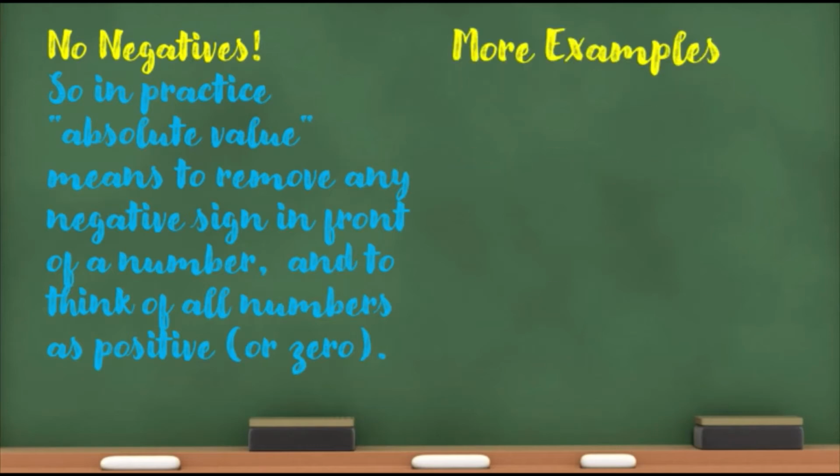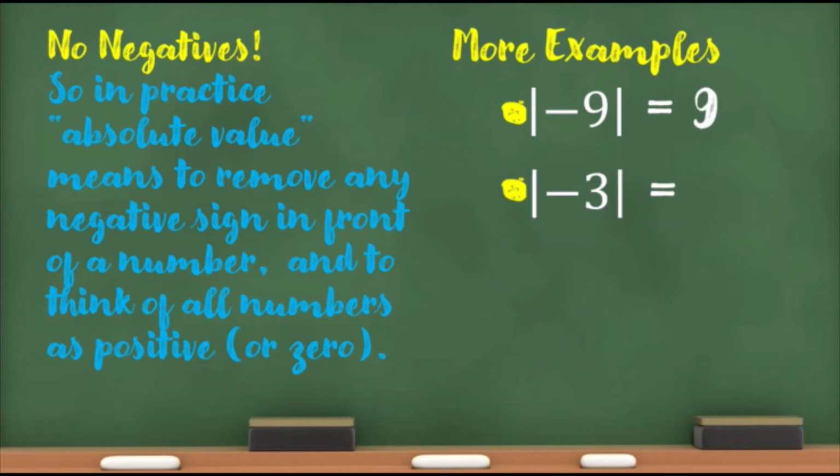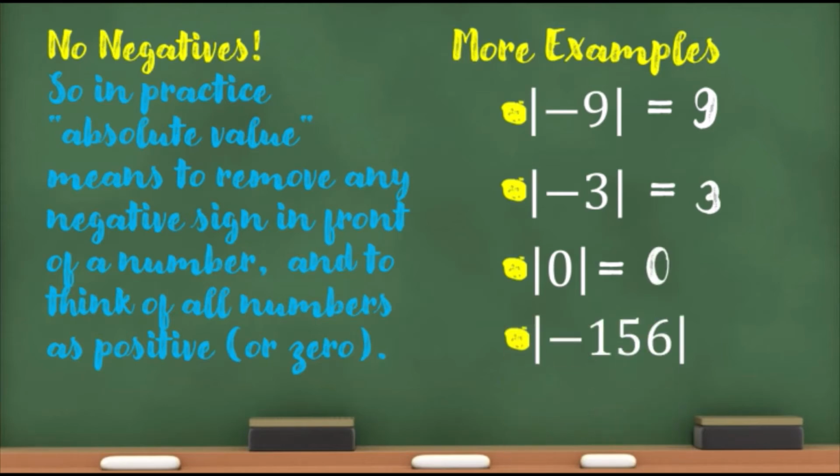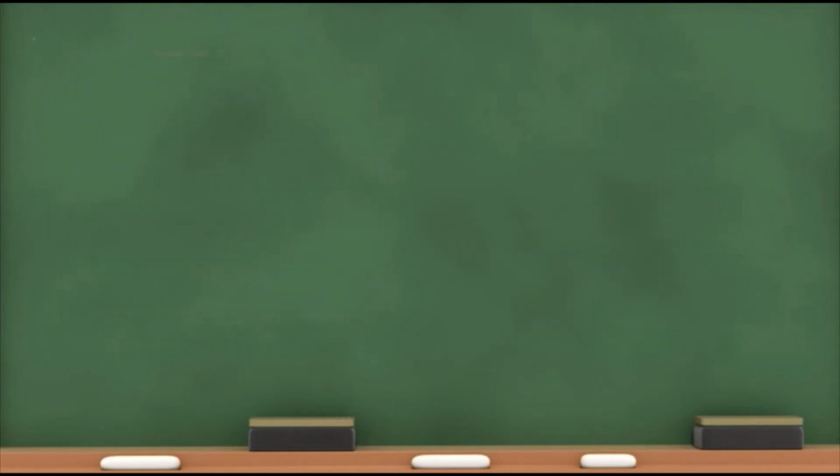Let's have more examples. The absolute value of -9 is equal to 9. And the absolute value of -3 is equal to 3. And the absolute value of 0 is equal to 0. And the absolute value of -156 is equal to 156.